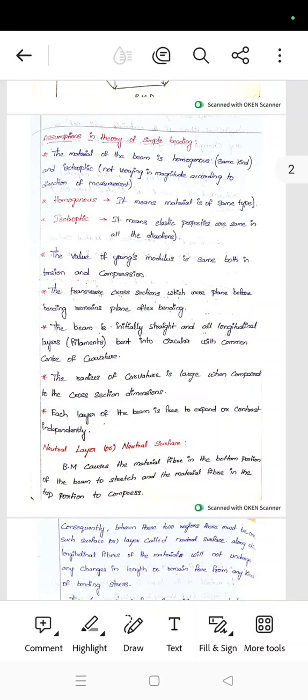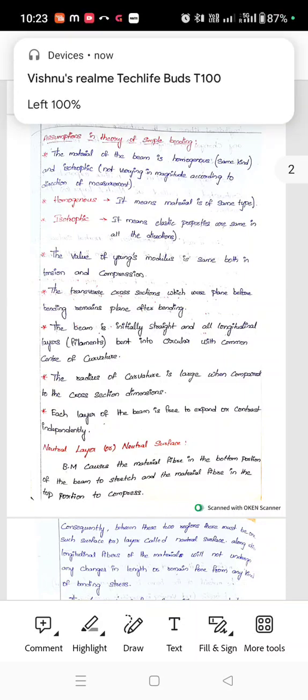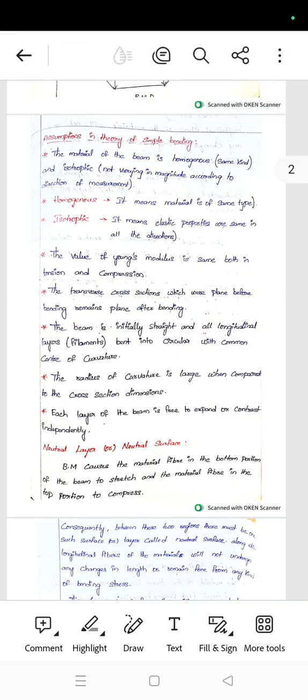Okay, next, the radius of curvature is large when compared to the cross section dimensions. So the radius will be more when compared to the section dimensions. Next, last assumption, each layer of the beam is free to expand or contract independently. Okay, so these are the assumptions made in the simple bending theory.